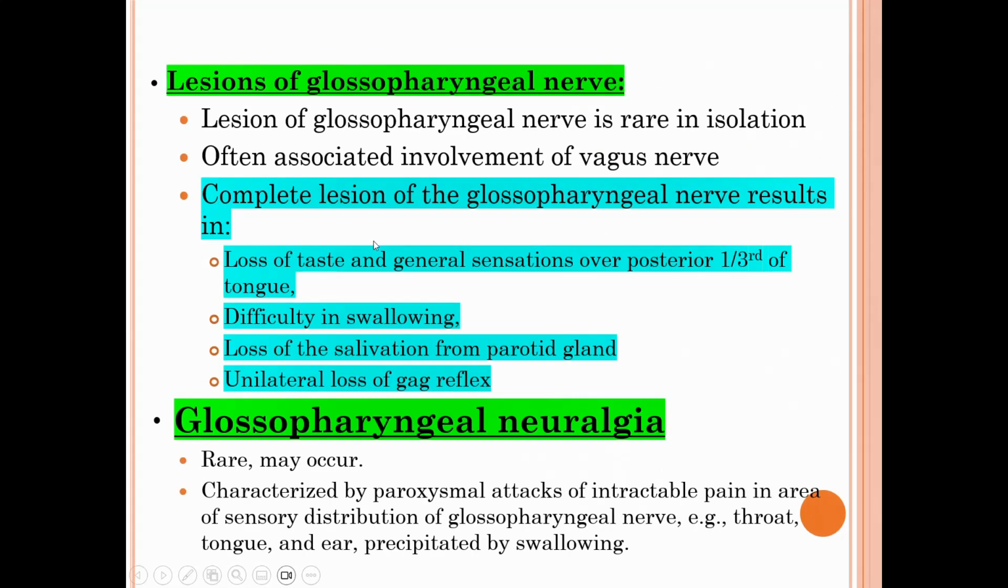Applied anatomy. A lesion of the glossopharyngeal nerve is rare in isolation. They are associated with involvement of the vagus nerve. So a complete lesion of the glossopharyngeal nerve results in loss of taste and general sensation over the posterior 1/3 of the tongue, difficulty in swallowing, loss of salivation from the parotid gland and unilateral loss of gag reflex. There is something known as glossopharyngeal neuralgia which is very rare. It is characterized by paroxysmal attacks of intractable pain in the area of sensory distribution of the glossopharyngeal nerve, that is throat, tongue and ear, precipitated by swallowing.